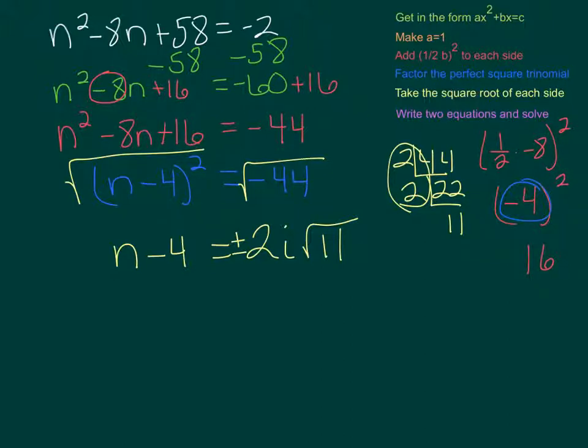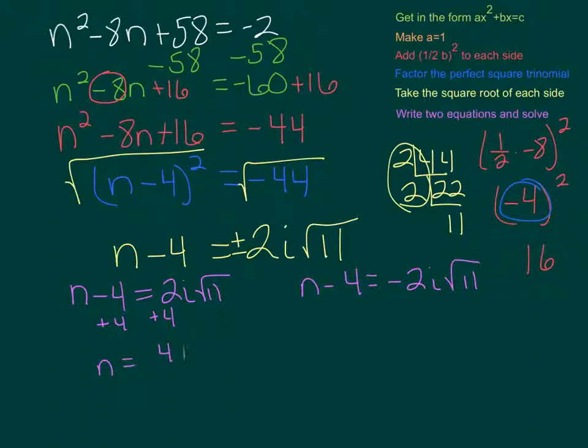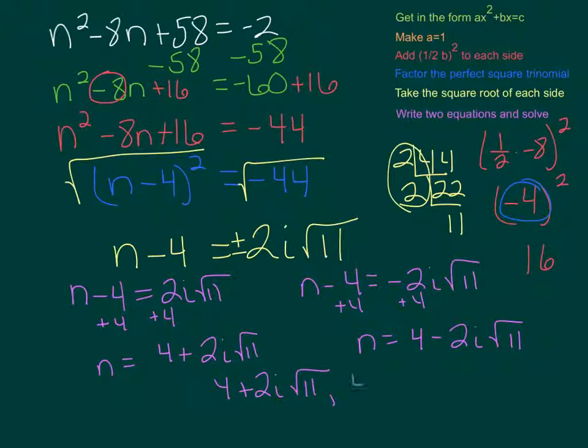And then our last step is to write 2 equations and solve. So n minus 4 equals 2i radical 11. N minus 4 equals negative 2i radical 11. We add 4. So that gives me 4 plus 2i radical 11. Add 4 here. And that gives me 4 minus 2i radical 11. So that would be your 2 answers.